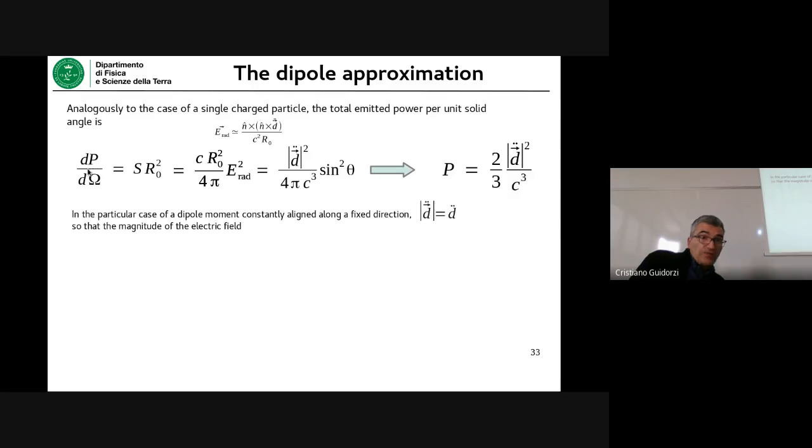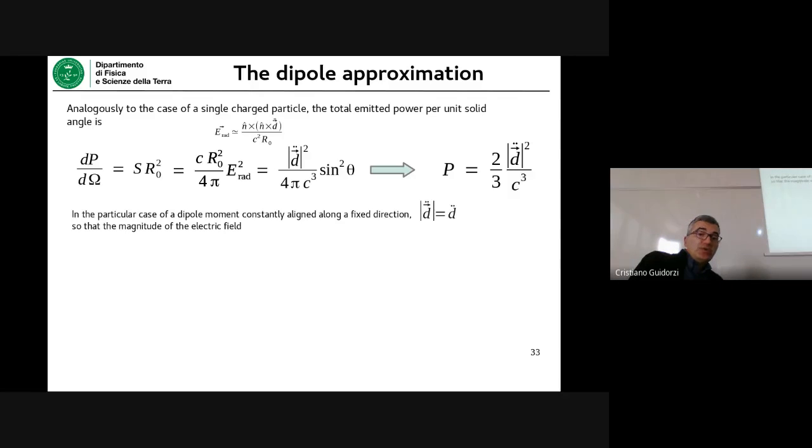We already saw the dependence: you see the very same dependence on direction, again sine squared. Of course, in this case you have to pay attention to the direction. The angle is between the second time derivative of the dipole moment and the generic direction.